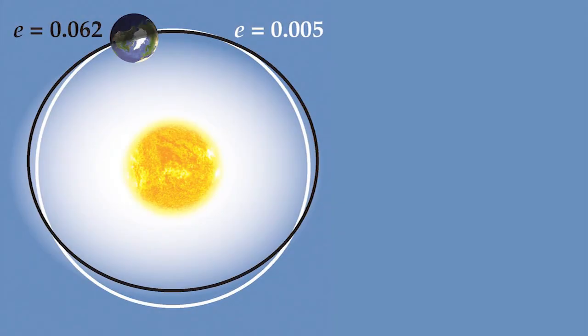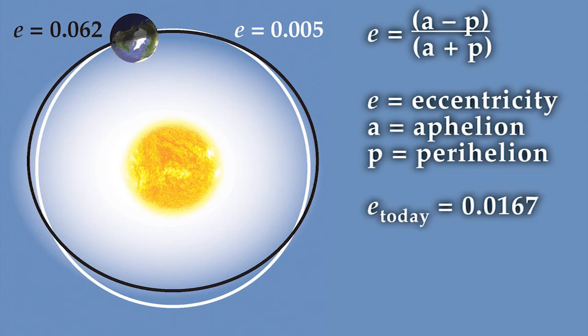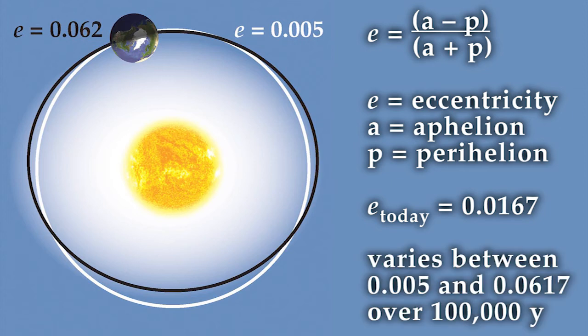The elliptical shape of Earth's orbit around the Sun is characterized by its eccentricity. Eccentricity in mathematical terms is E equals A minus P over A plus P, where E is the eccentricity, A is the aphelion, farthest distance from the Sun, P is the perihelion, closest distance to the Sun. Currently, Earth's orbit has an eccentricity of 0.0167, but it oscillates between 0.005, nearly circular, and 0.0617, more elliptical, with an average periodicity of about 100,000 years.